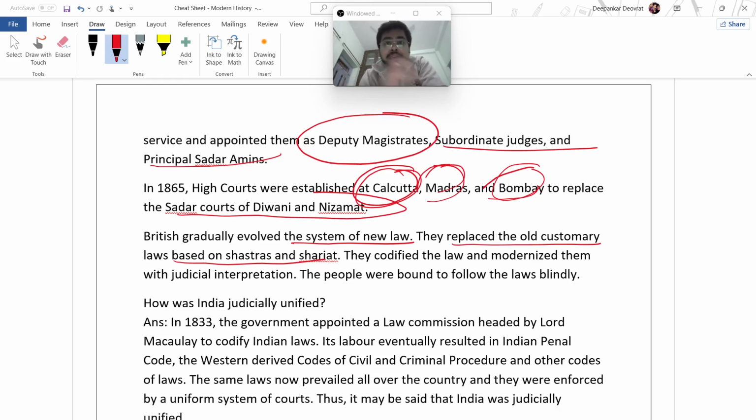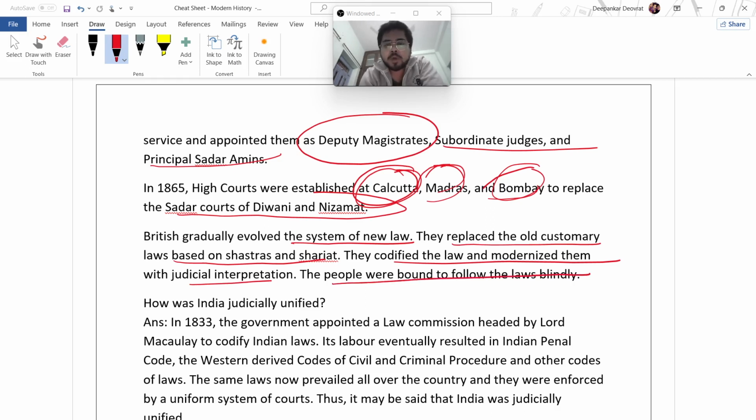And there are even posts that are vacant. So judicial supremacy kind of things, the collegium system, the appointment of the judges, that's a separate topic. So they codified the law and they modernized it with judicial interpretation.